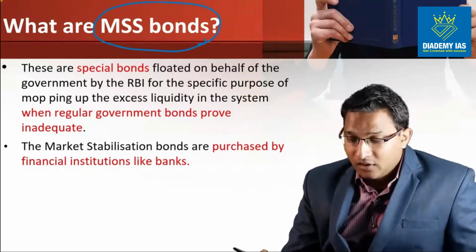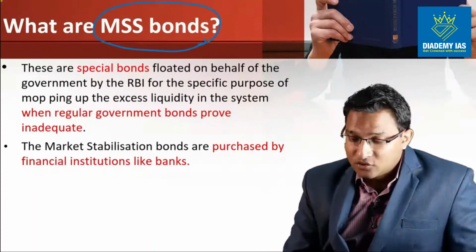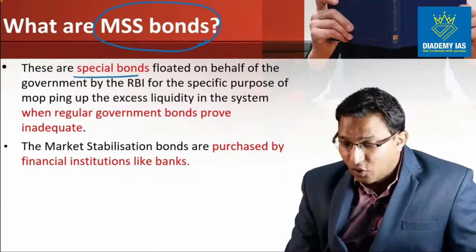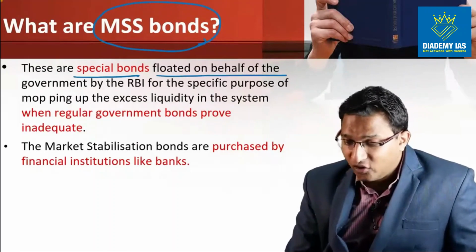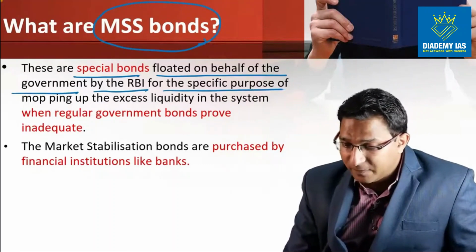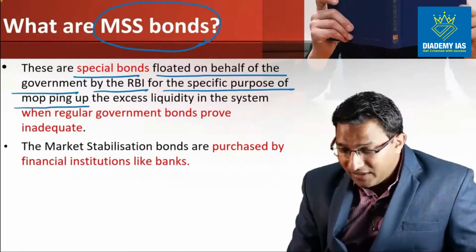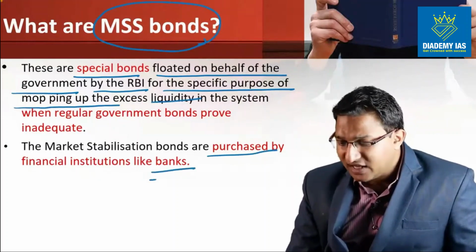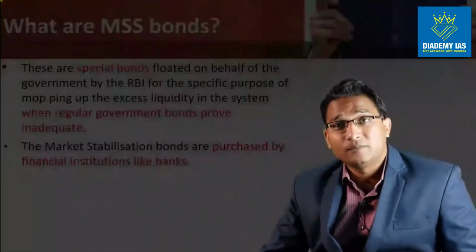Now you can see what are MSS bonds. So MSS means market stabilization scheme. These are the special bonds floated on behalf of the government by the RBI for the specific purpose of mopping up excess liquidity, right? And these are purchased by whom? These are purchased by institutions like banks.